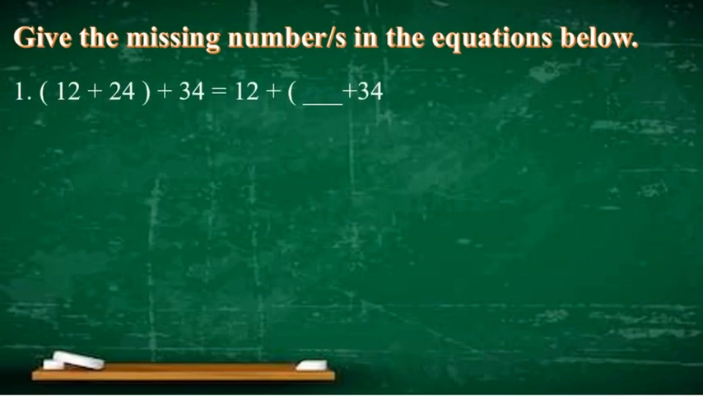First equation. What property of operations does the equation show? The answer? Associative property. What do you think is the missing number? Yes, 24. How did you know that your answer is correct? By identifying the property of operations used and performing the operations in its expressions. Good try!